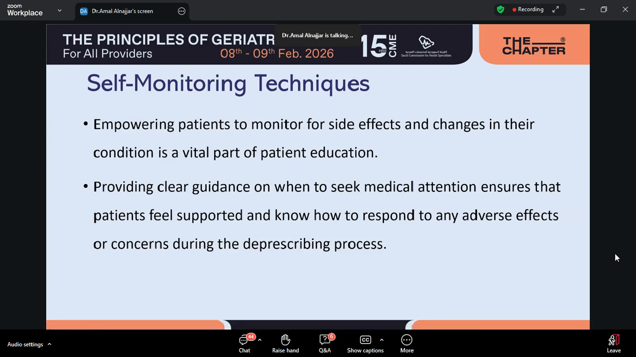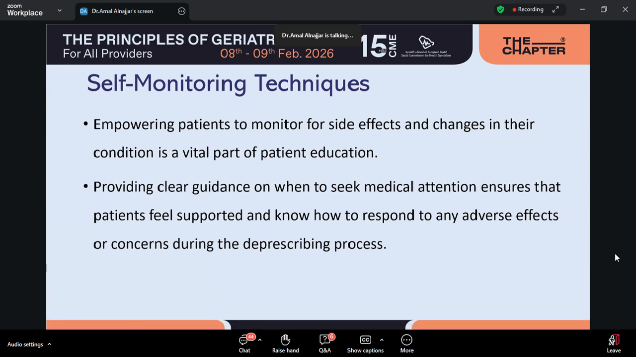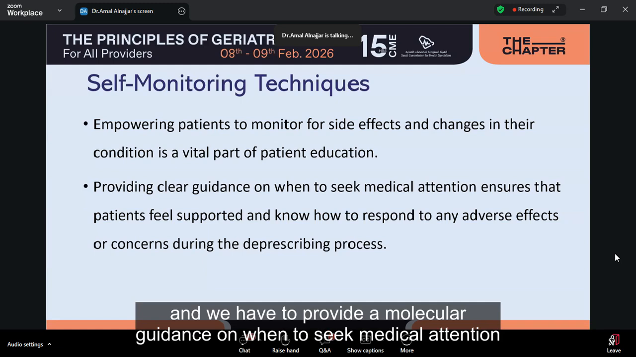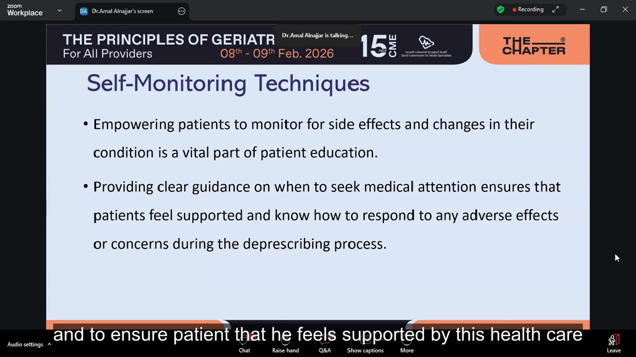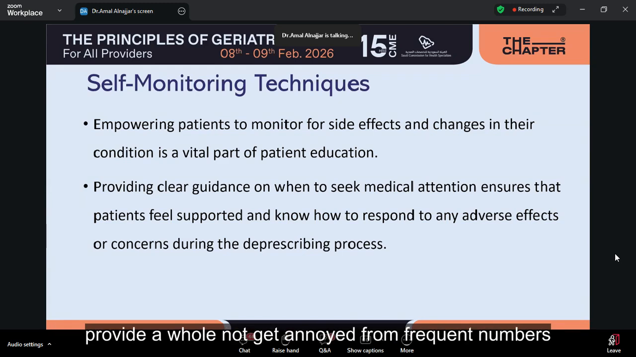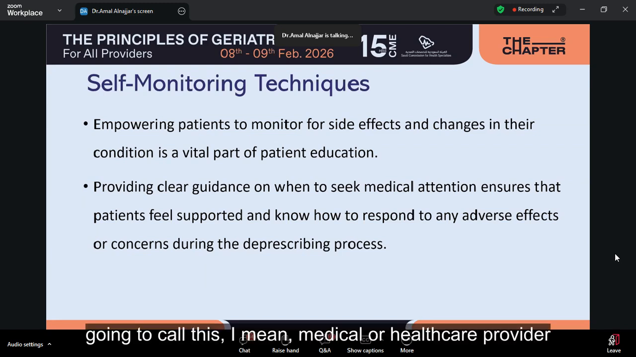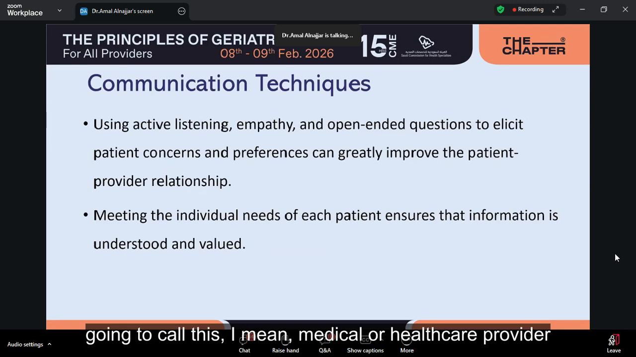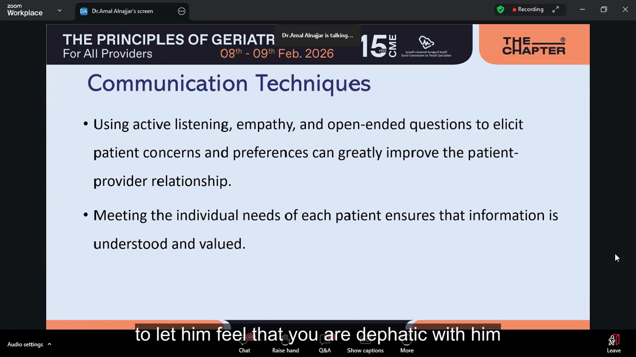What are the self-monitoring techniques? Empowering the patient to monitor side effects and changes in condition is a vital part of his education. And we have to provide him with clear guidance on when to seek medical attention, not to keep on calling for every minimal and non-significant change, and to assure the patient that he feels supported by this healthcare provider who will not get annoyed from frequent, unnecessary calls. We have to educate him exactly when to call the medical or healthcare provider.